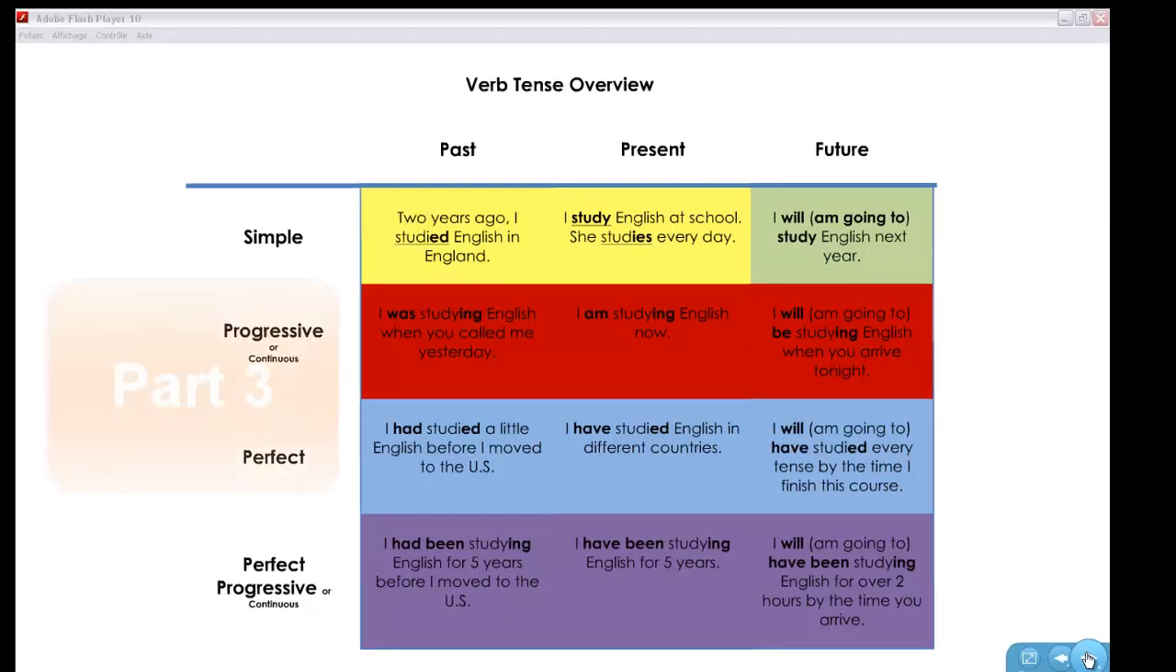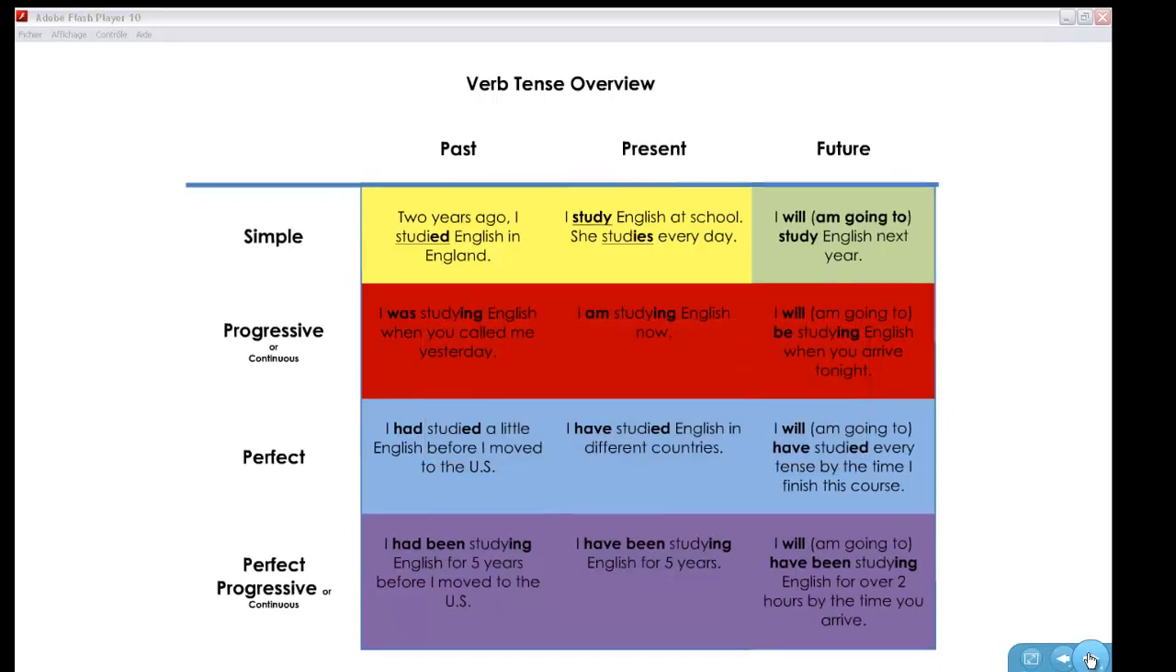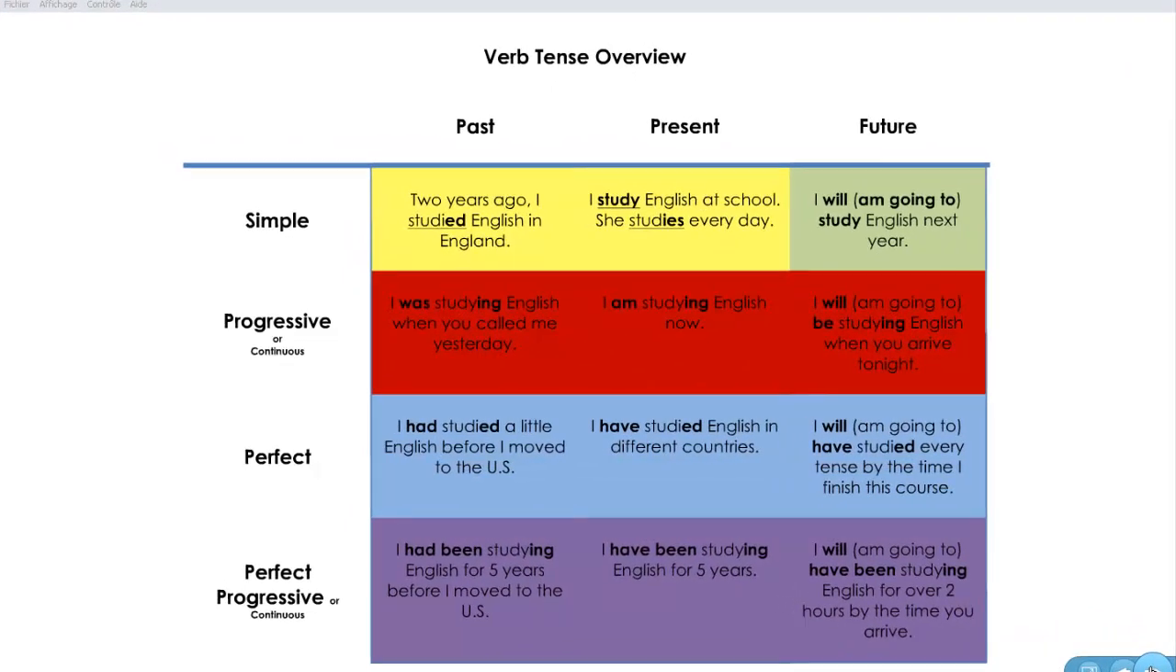This is the third part of the Prezi presentation on verb tense overview. We're going to have a look at the red section here with progressive tenses and the blue one as well, plus a recapitulation of everything that we have seen in the 3 videos. So let's go with the progressive tenses.